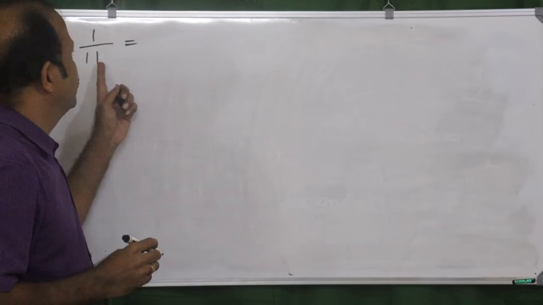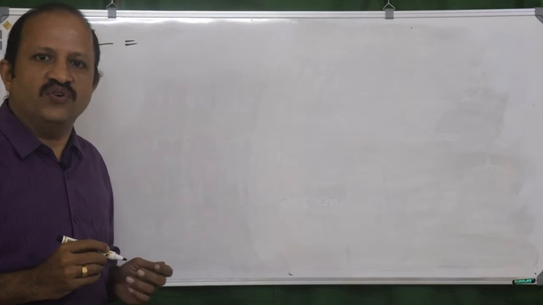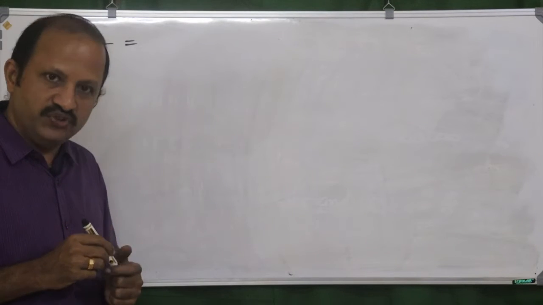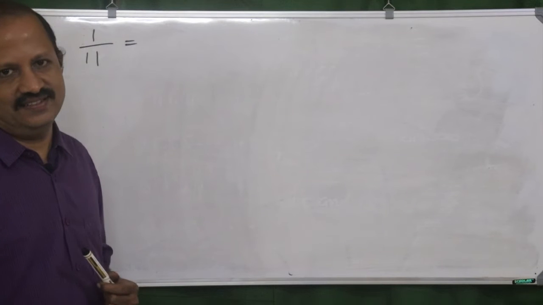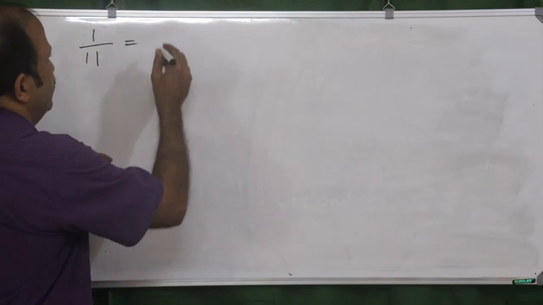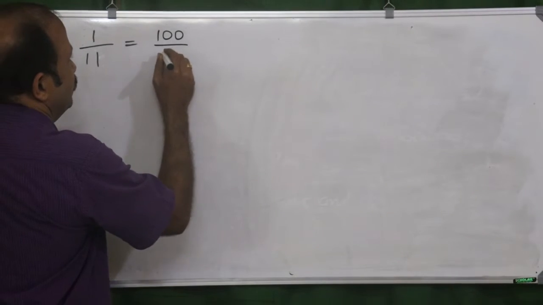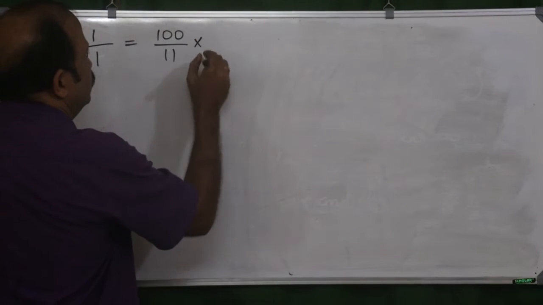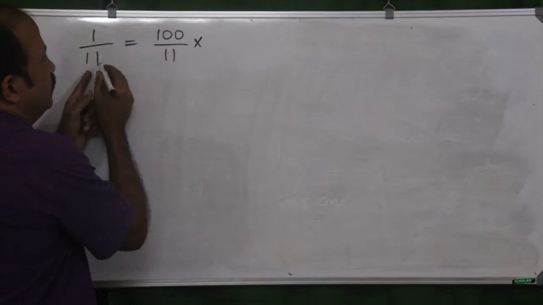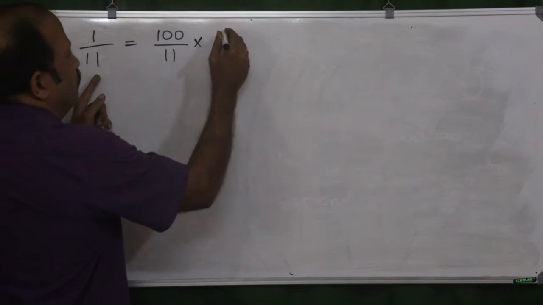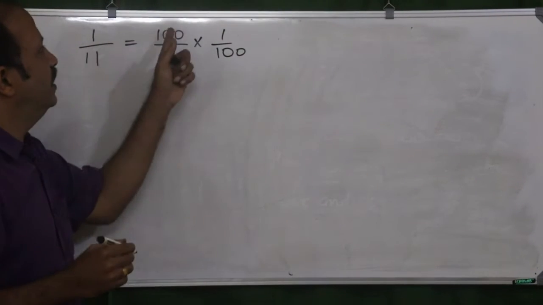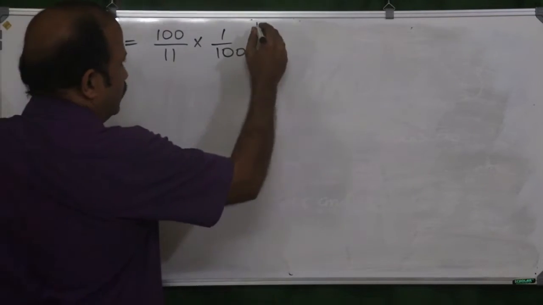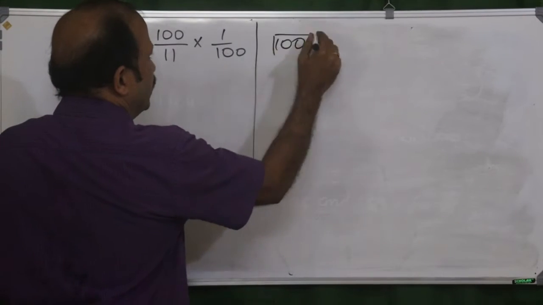We know that 11 is not a factor of 10. 11 is more than 10, so we have to check how many 1/100s are there. To see that we have to divide 100 by 11. Then it should be in this form, isn't it? 1/100, 100 cancelled, so it is 1/11. So 100/11 we have to check.